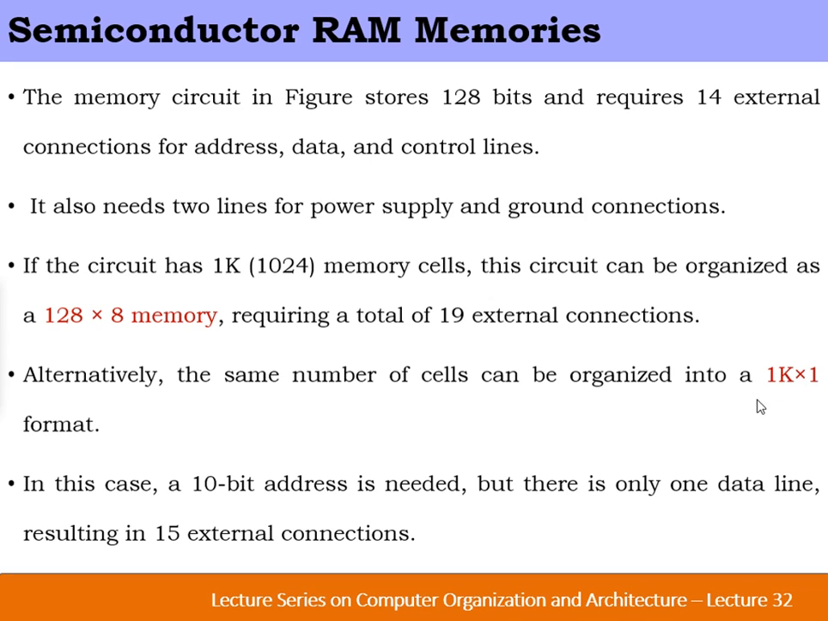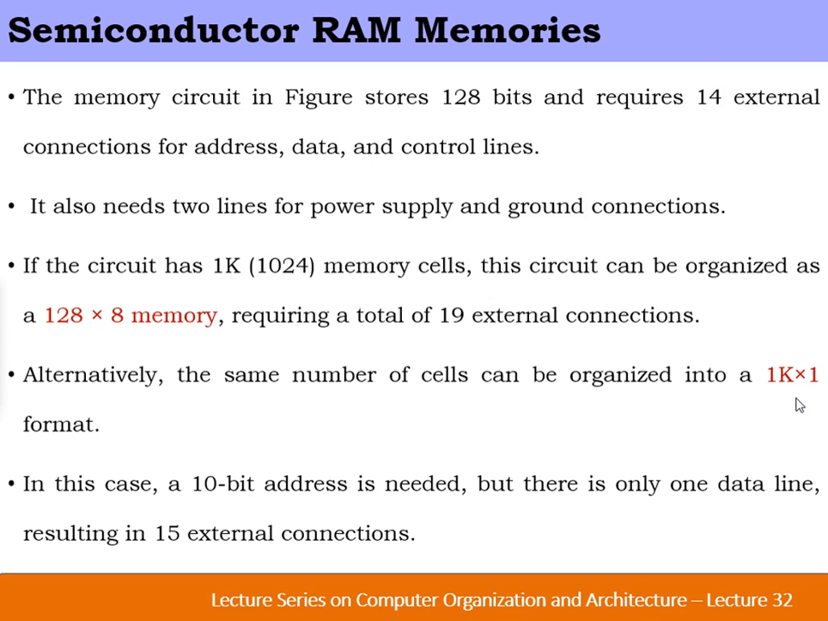Now let us discuss. This kind of organization we have already discussed just now. Now we'll go to one more type of organization, that is 1k into 1. How exactly can I extract only 1 bit of information from the memory among 1024 memory locations? If I want to go with this organization, then I have to select among 1024 memory locations.